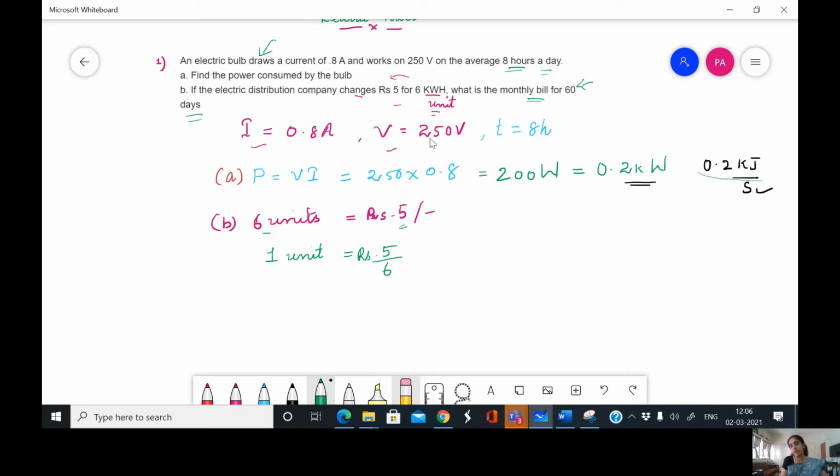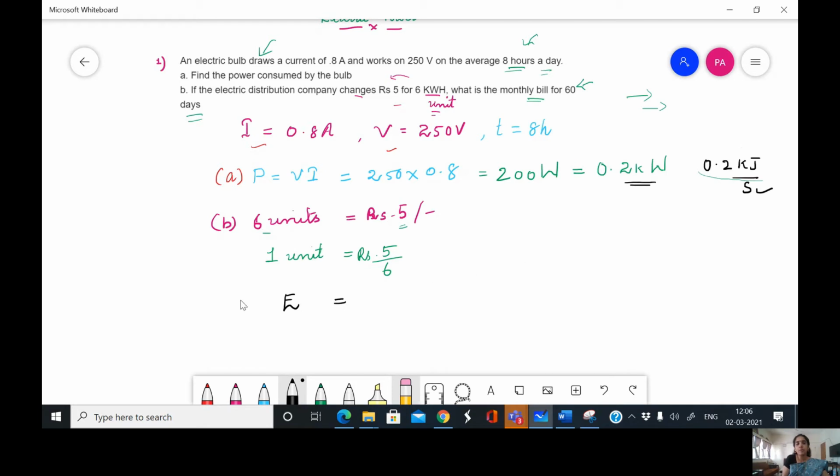How much is the bill for 60 days? How much do we have to pay? Sometimes they ask what is the bill for the month of December, or February, or January. There we should know the number of days in the month, then multiply with that number of days. But here we are given how much we have to pay when we work it for 60 days. So first of all, we have to find out how much energy we consume when we work this bulb of this power for 8 hours, for 60 days. So first let us find the energy consumed by this bulb.